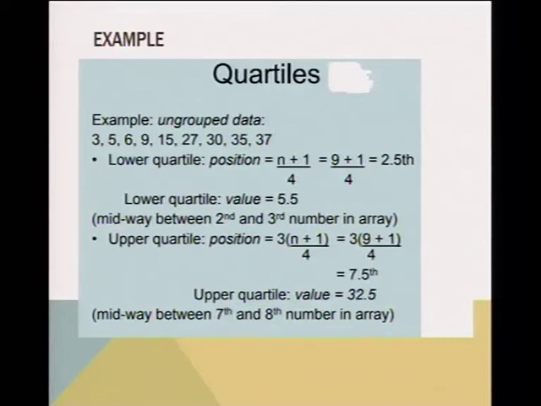And then for calculating quartile 3, you get that they are on the 7.5th position. What is on the 7th position is 30. What is on the 8th position is 35. We add 30 plus 35 together, we get 32.5. That means in that class, 75% of the students got below 32.5 marks.